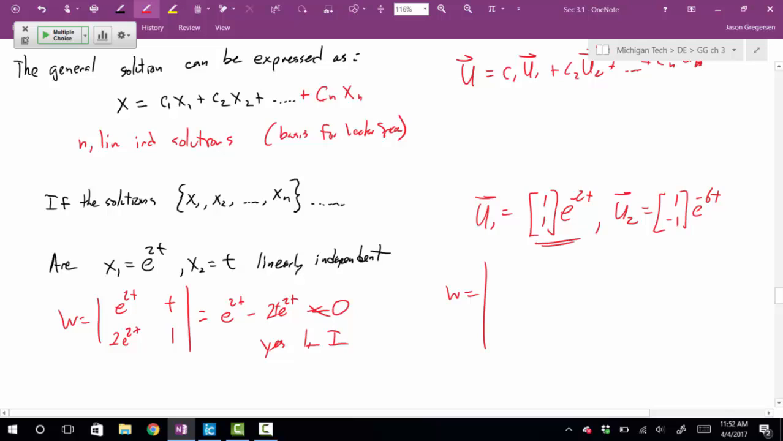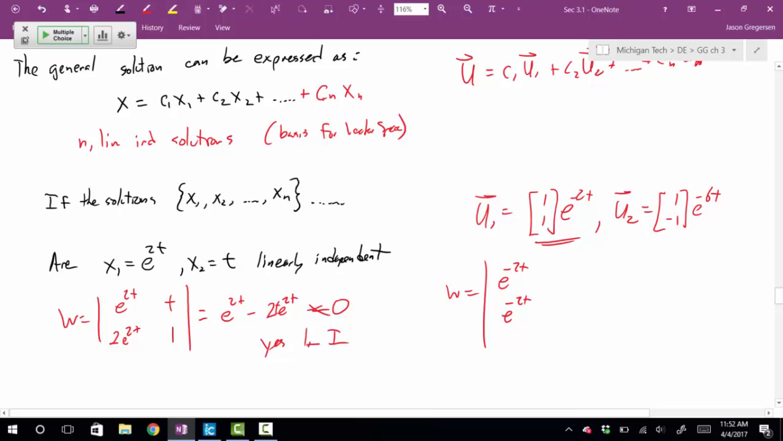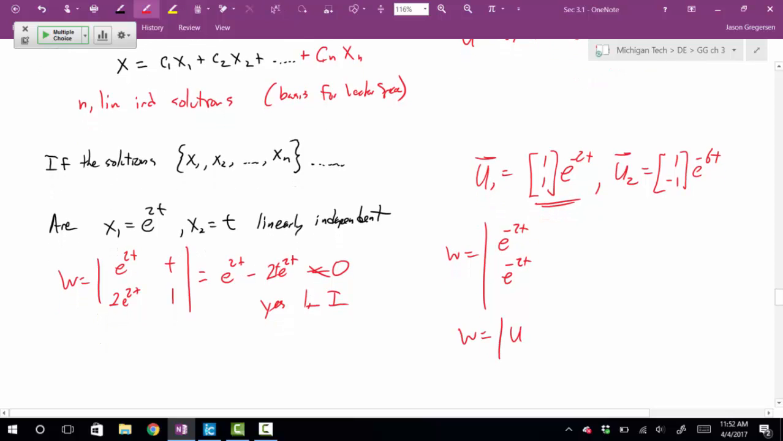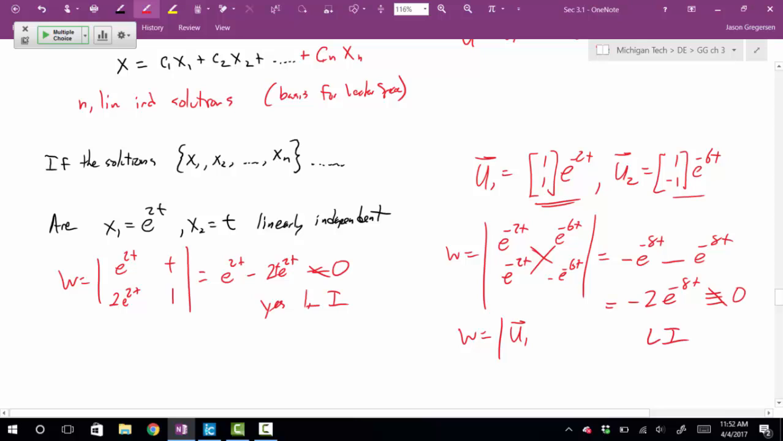The first column is just this guy. It's e to the negative 2t and e to the negative 2t. Right? My first thing in my Wronskian is just u1. The second column is going to be the second one, e to the negative 6t, negative e to the negative 6t. That's it. Product here is negative e to the negative 8t minus e to the negative 8t. So I have negative 2e to the negative 8t, which is not identically equal to 0. So yes, those two are linearly independent.